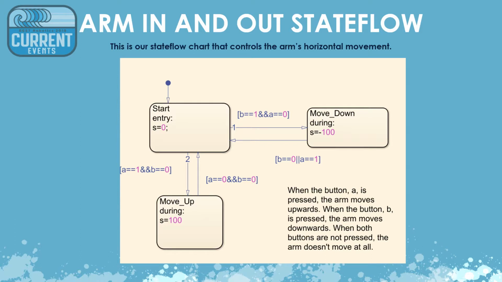This is our state flow chart that controls the arm's horizontal movement. When the button A is pressed, the arm moves upwards. When the button B is pressed, the arm moves downwards. When both buttons are not pressed, the arm doesn't move at all.